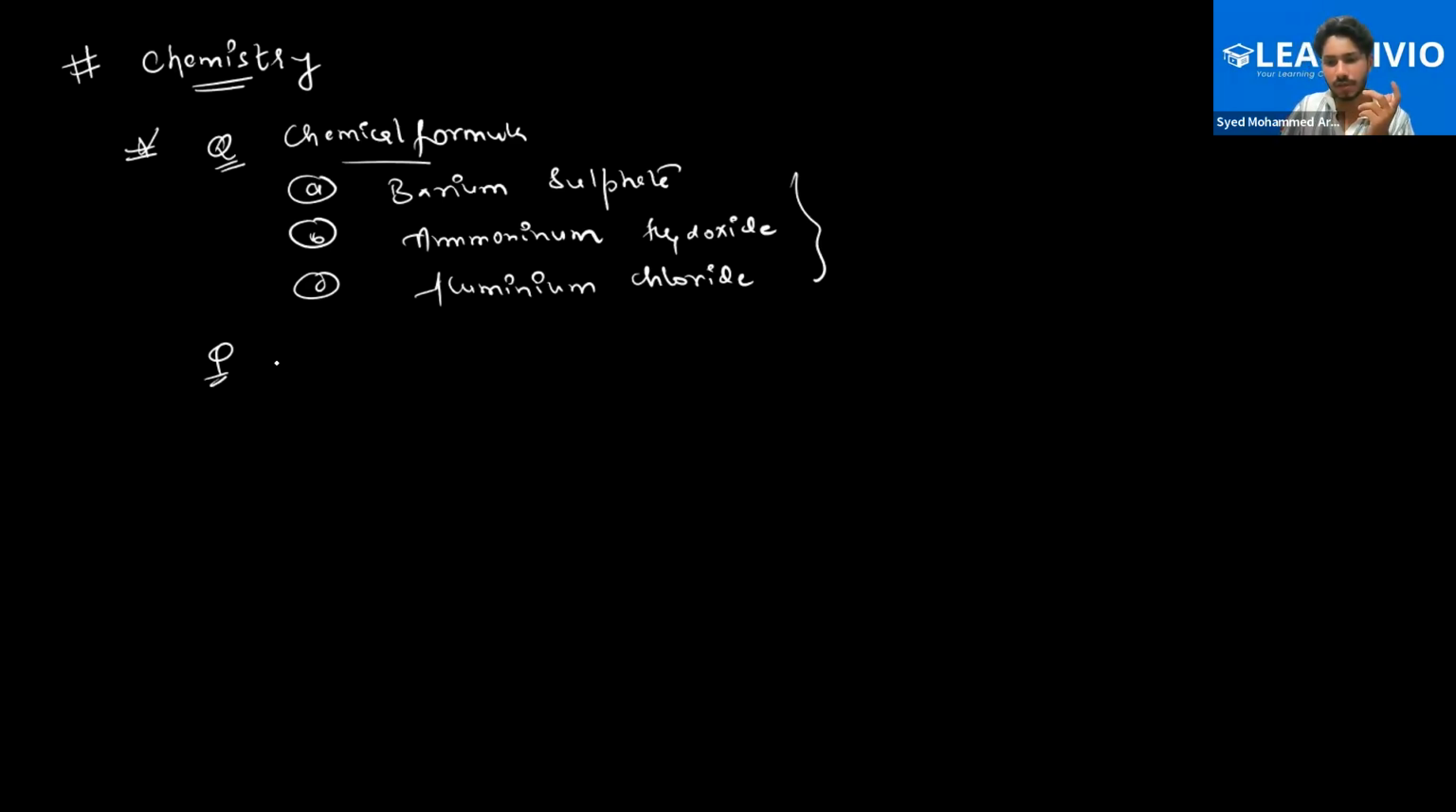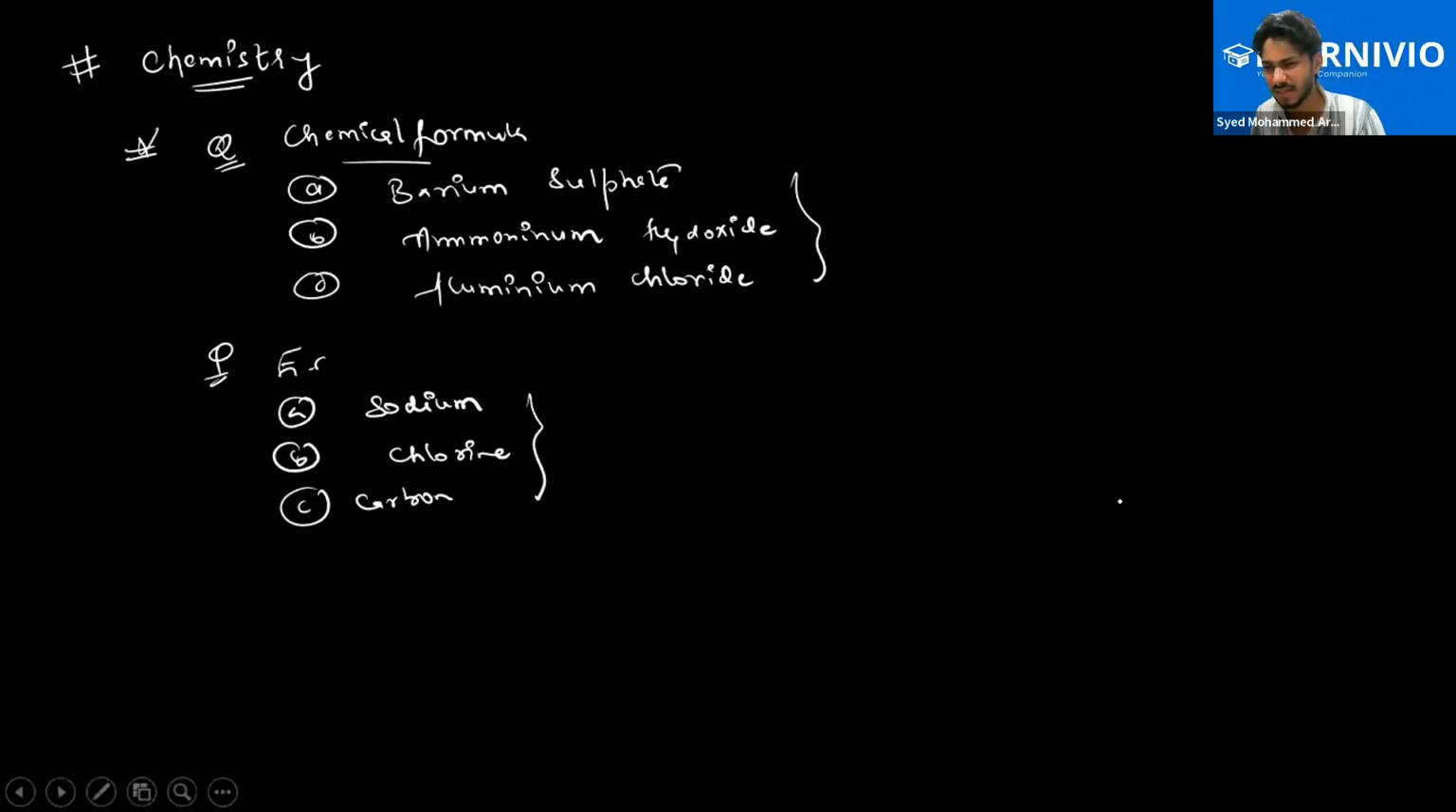And some basic electronic configurations: the first one would be the electronic configuration of sodium, then the electronic configuration of chlorine, and then the third one would be carbon. So just tell me these basic things.